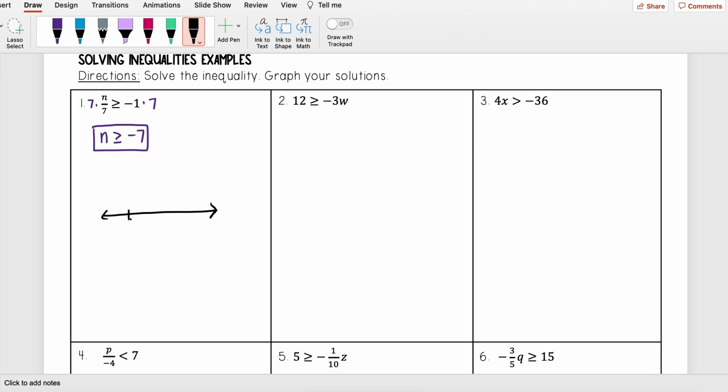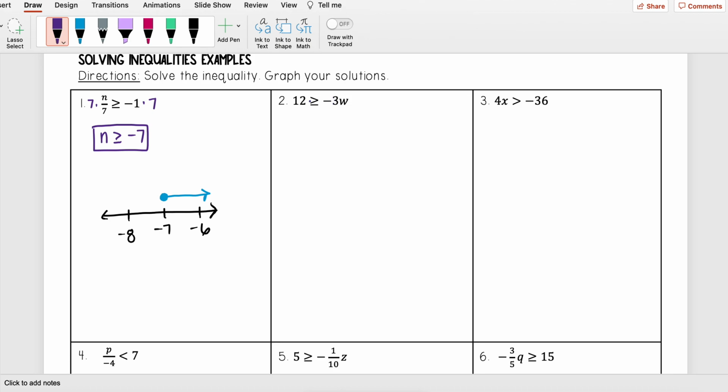And so when I graph that, I have a greater than or equal to, so that's going to be a closed circle. And I want everything bigger than -7, so I'm going to draw my arrow to the right. So it's okay that there was a negative number on this side. The only number I care about being negative to let me know to flip my inequality is when I'm multiplying or dividing by. So since I was multiplying by a positive number, I didn't need to flip this inequality. Okay, now let's look at this one.